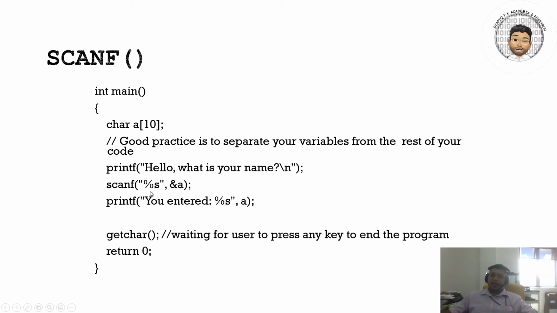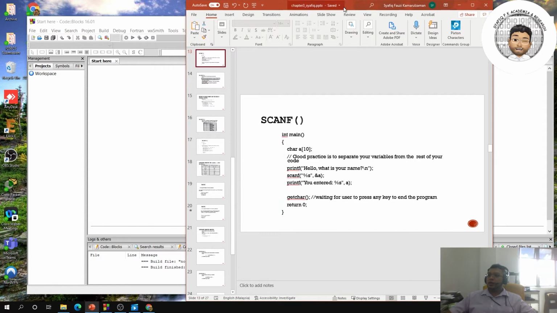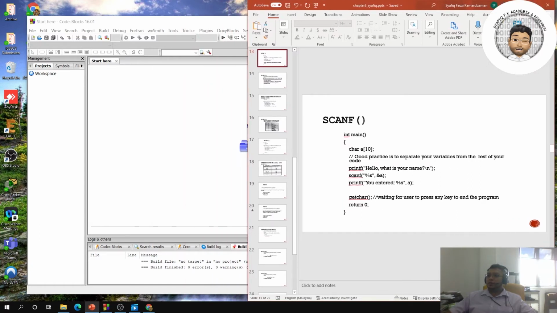Then you have scanf %s at location A, which is A. Then we have getchar. Getchar here is waiting for the user to press any key to end the program. Let's see if I can demonstrate this or not. Okay, so we can summarize.